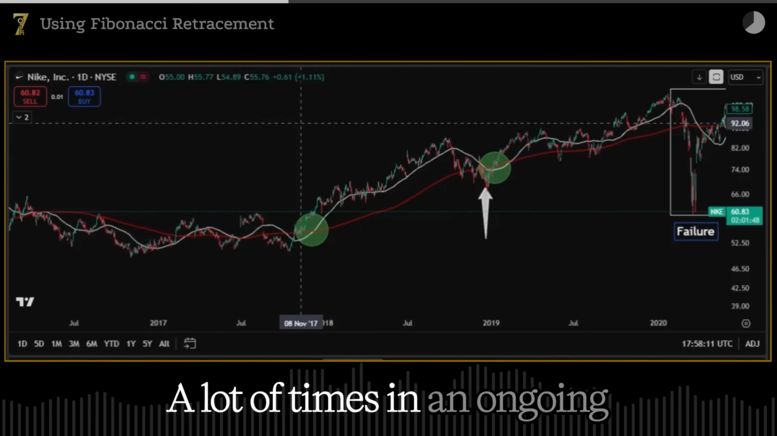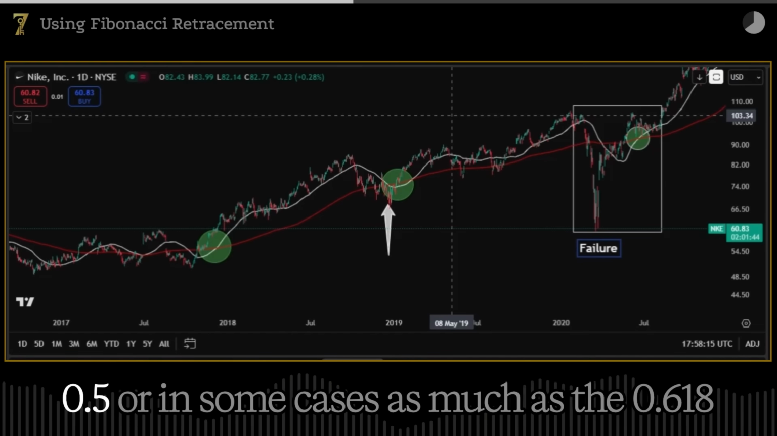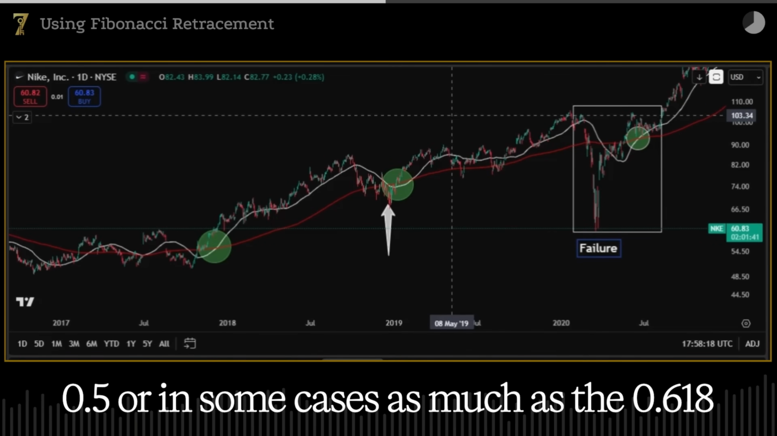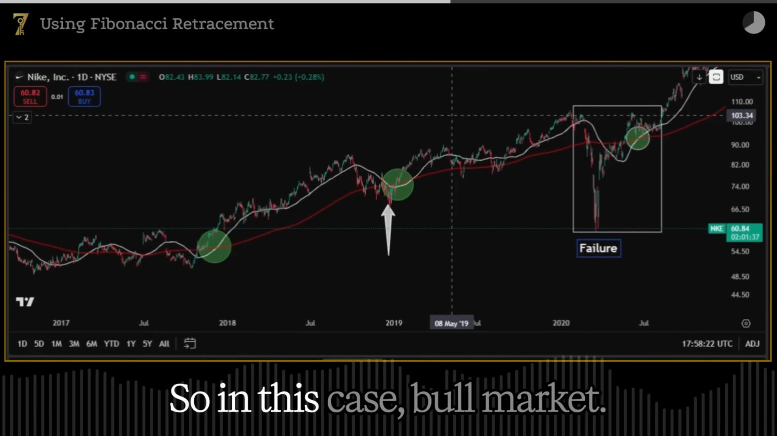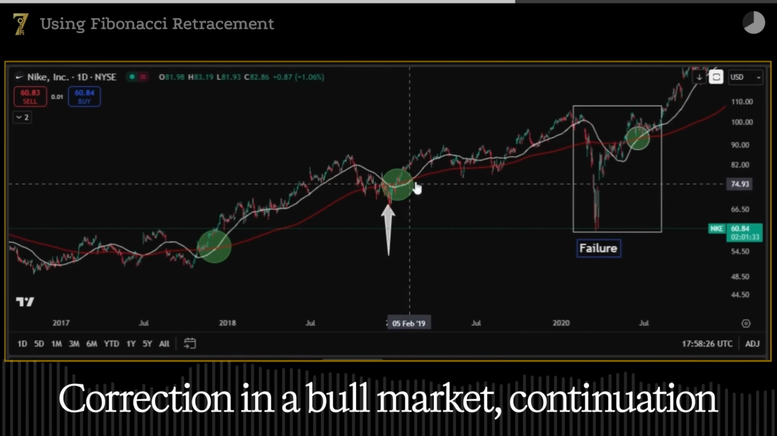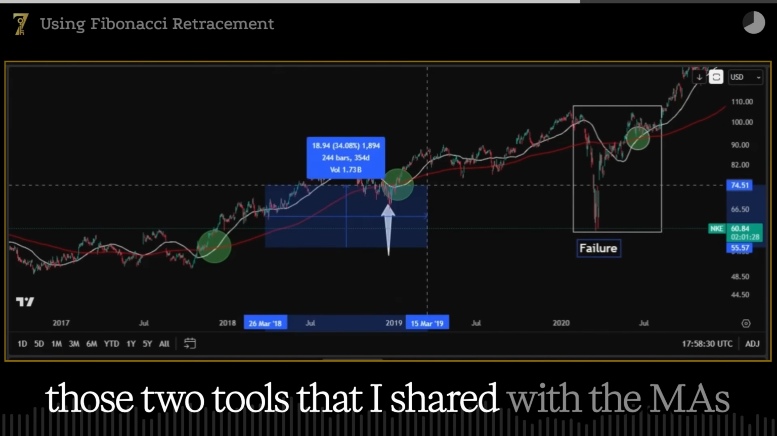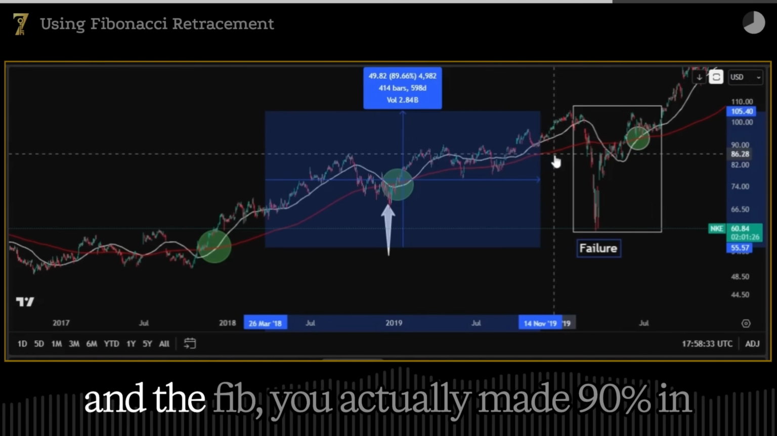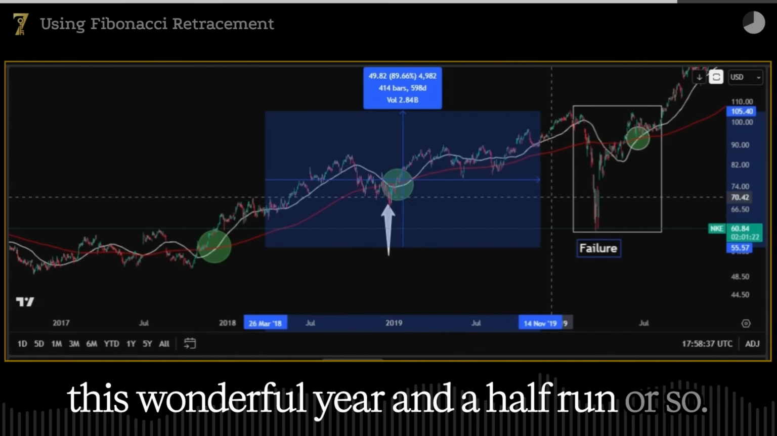A lot of times in an ongoing bull market, you will see some form of correction either to the 0.5 or in some cases as much as the 618 golden ratio of the Fibonacci sequence. So in this case, bull market, correction in a bull market, continuation of a bull market. And just by using those two tools that I shared, the MAs and the fib, you actually made 90% in this wonderful year and a half run or so.